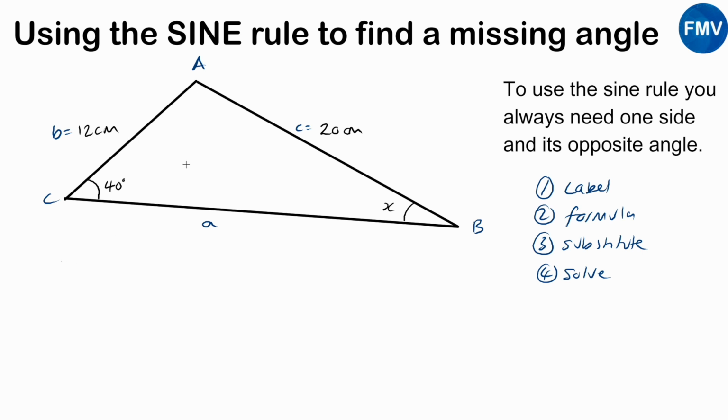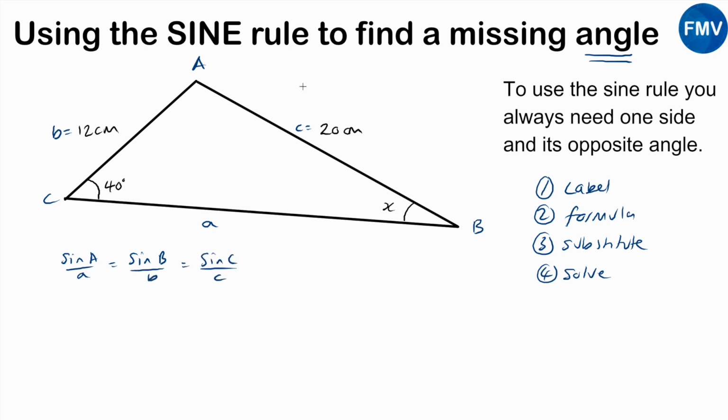So we know in this case, we're looking for an angle, not a side. So we're having the sine of the angle as the numerator. Sine A over a, sine B over b, and sine C over c.